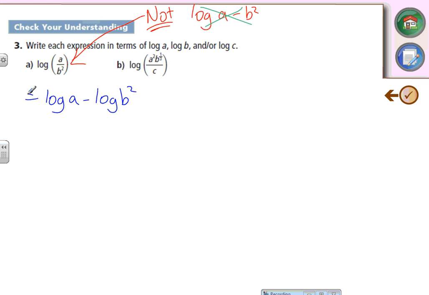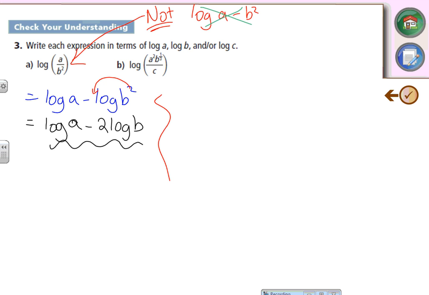Now, we're not done yet because we just want log B. Let's bring that exponent down in front. And again, you can only bring exponents in front on a logarithm. Log of A minus 2 log B.